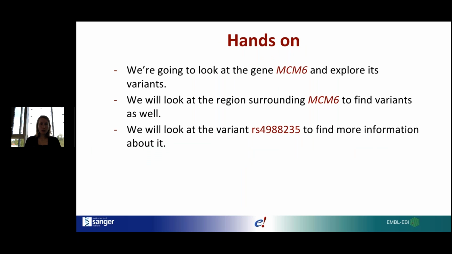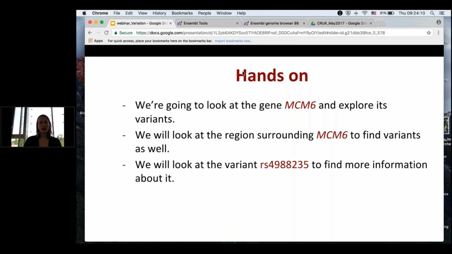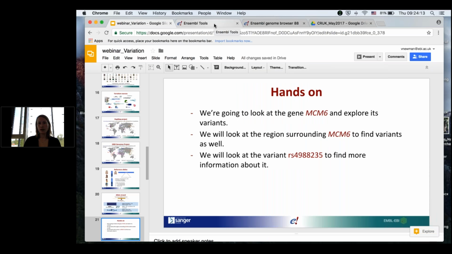Okay, so we're going to go across to the browser now, and we'll look at the MCM6 gene. We'll look at variants in the gene, and we'll also look at variation data in the genomic regions surrounding the gene. And then we'll explore one particular variant to find more information about it. So I'll just close my presentation, and then I am going to go across to the browser now.